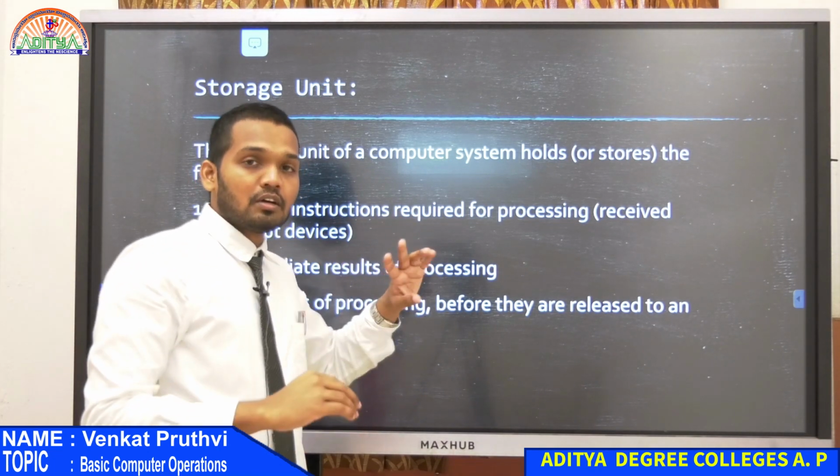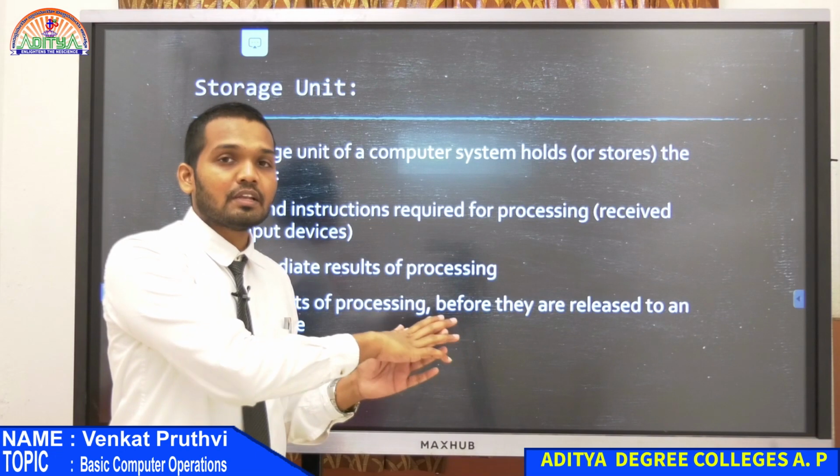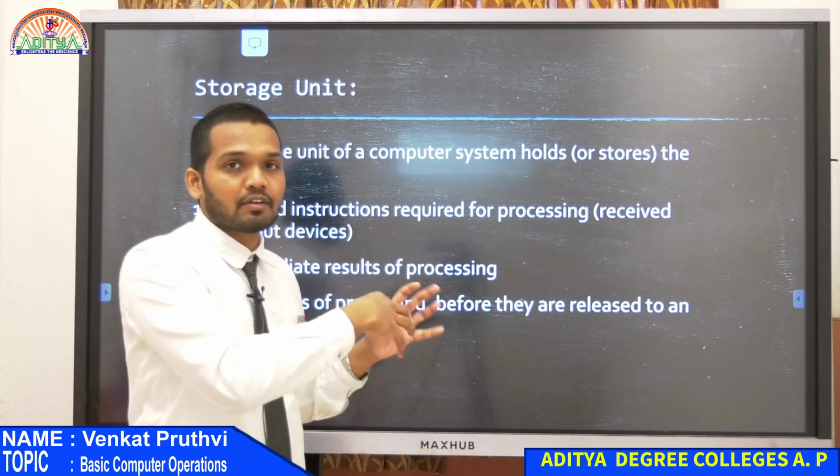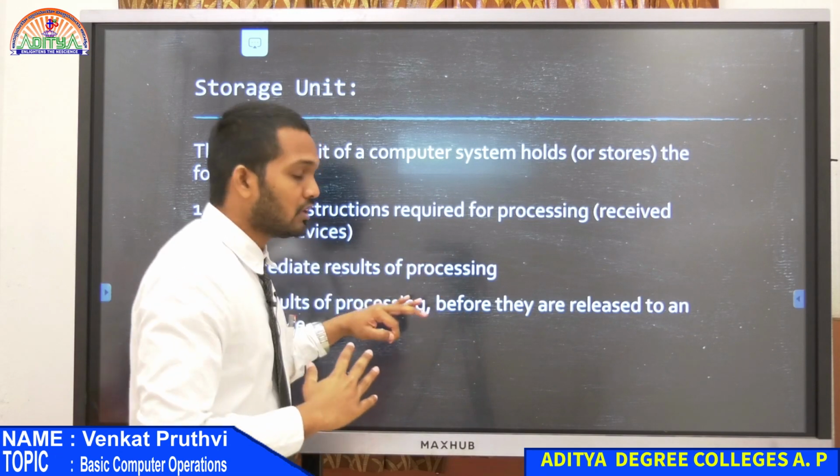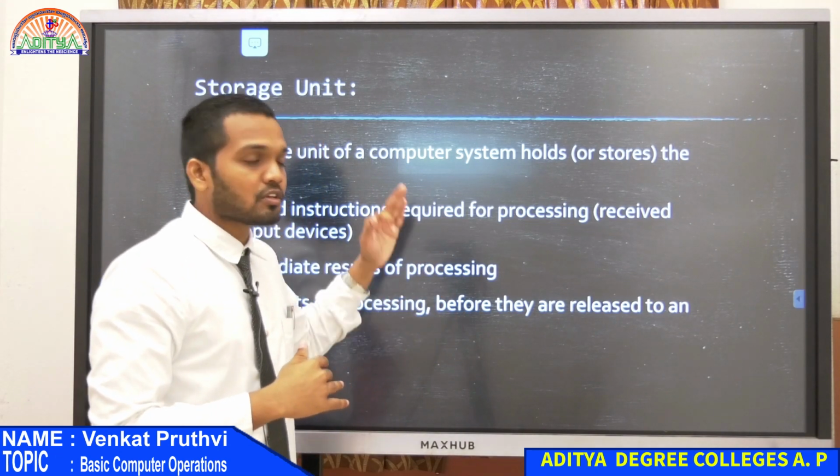It will say you wait for a while, you hold on for a while, I will get some related data for your task and you can get back in. This is how the CPU and the primary storage talk in between them.